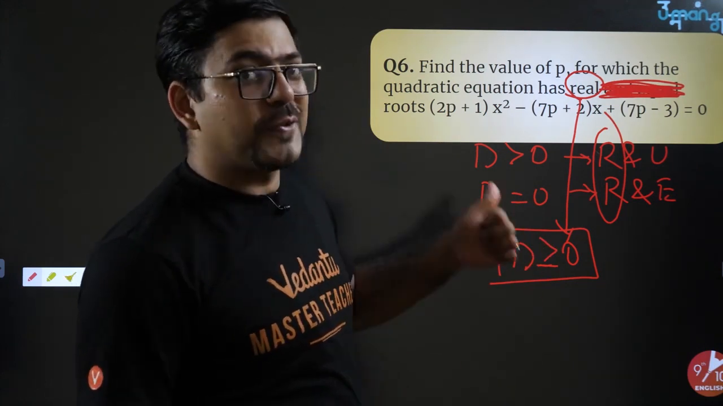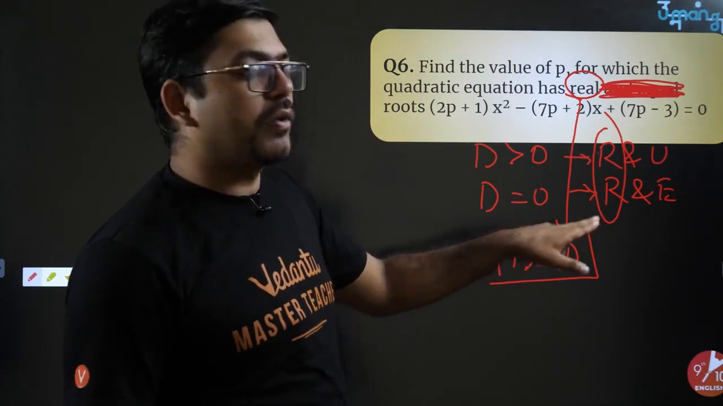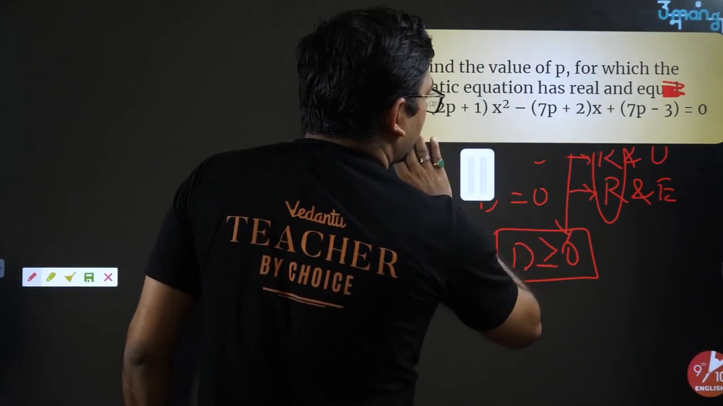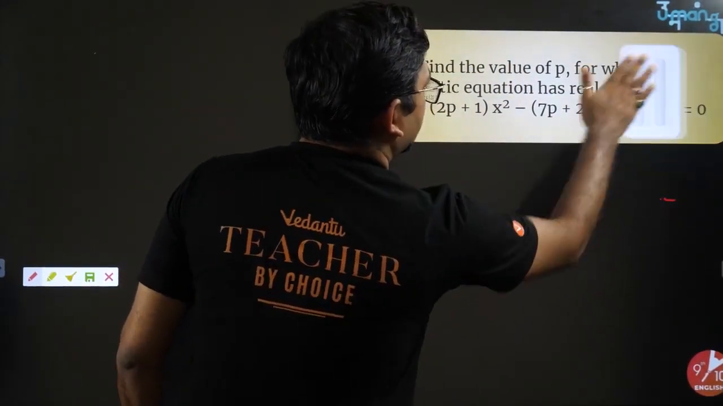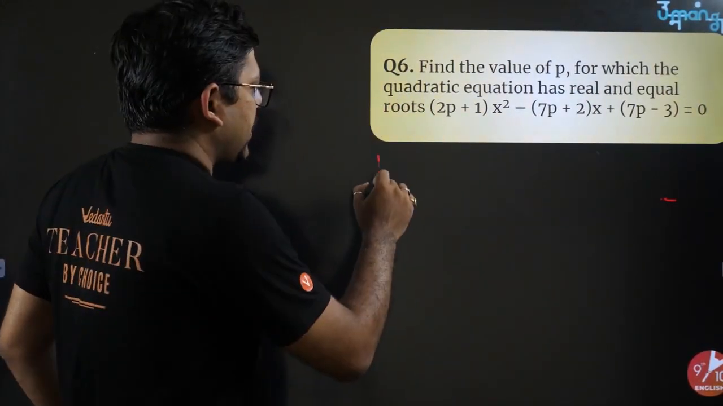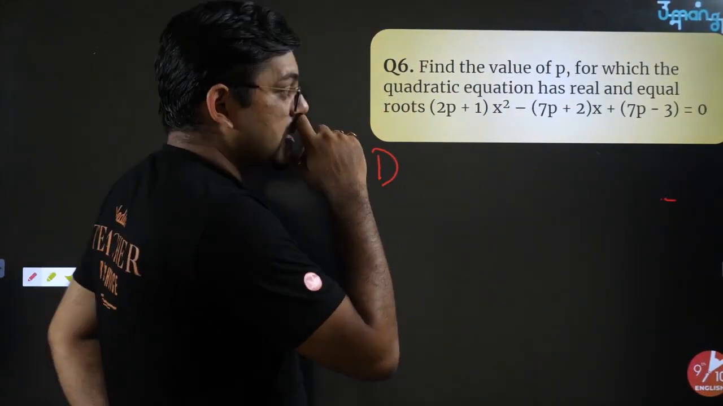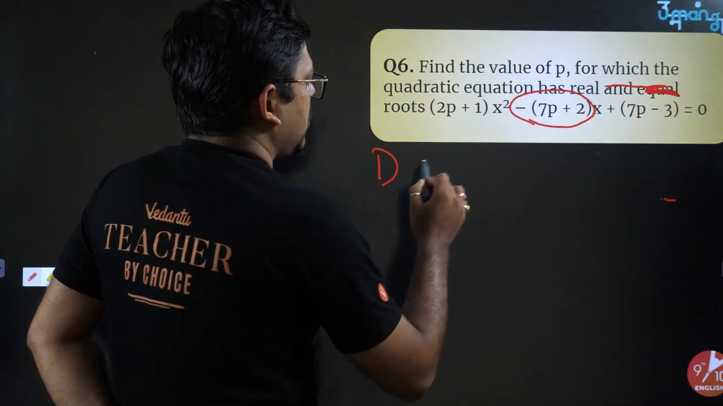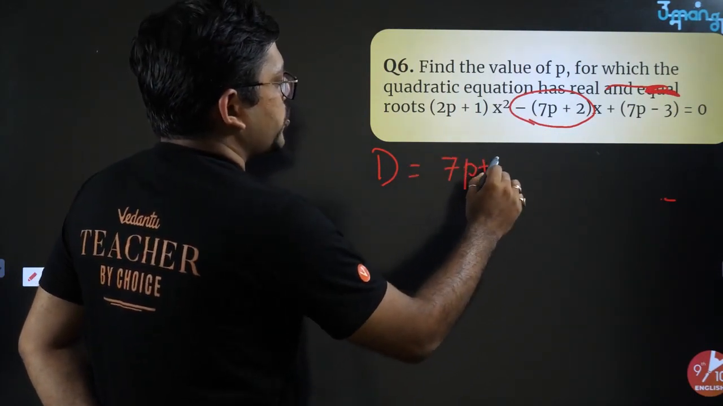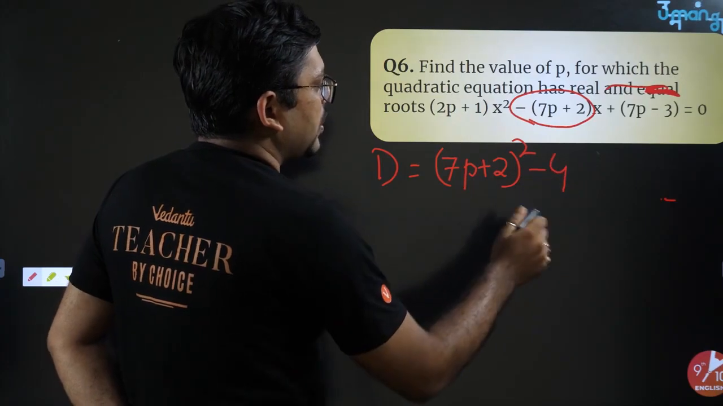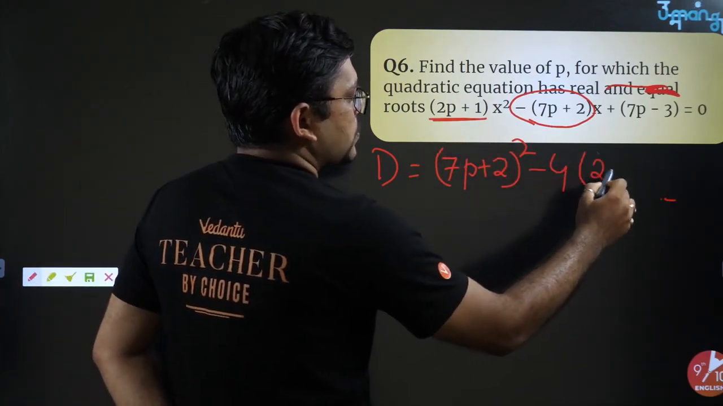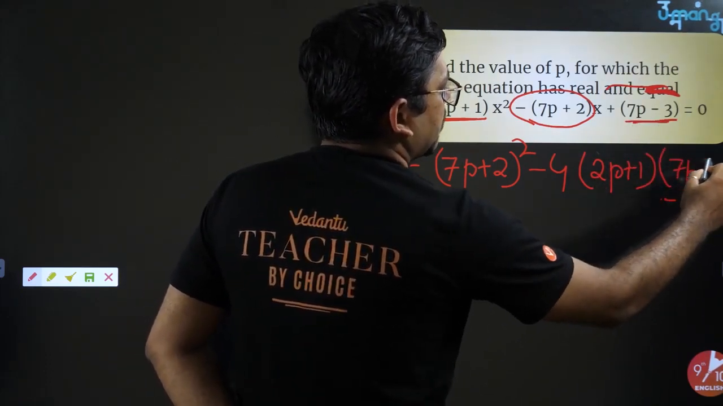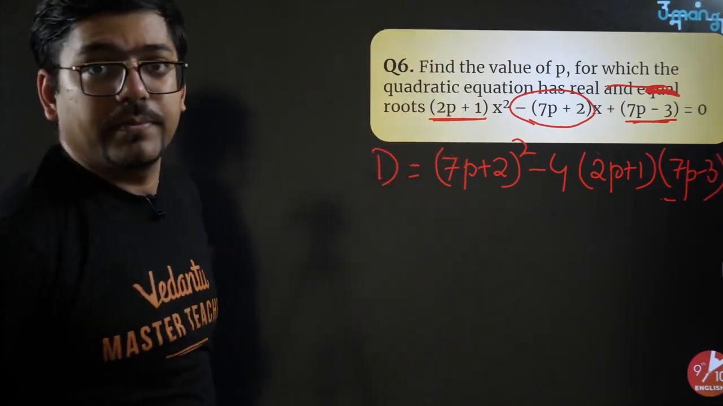Now what should be done? Now you have to solve it. You have to put the value of b square minus 4ac, make it greater than or equal to 0, and then you have to get the answer. Let me show you how. I will just write the value of D, which is b square minus 4ac. So this time the equation is in the standard format. So this is your b. So b square, that is 7p plus 2 whole square, minus 4a, this is your a, 2p plus 1, and c, this is your c, which is 7p minus 3.